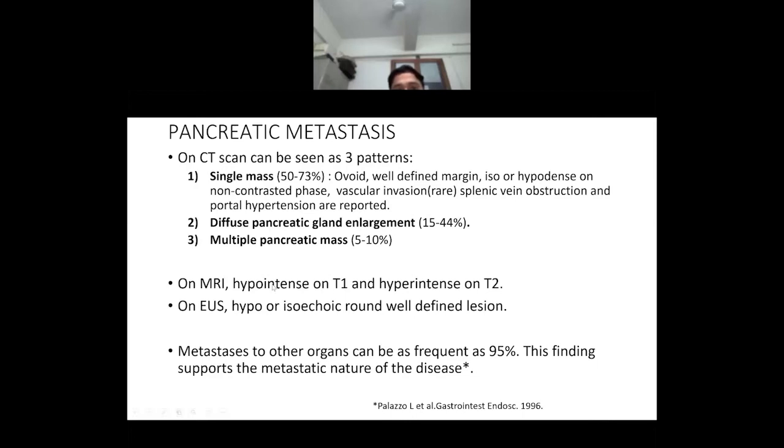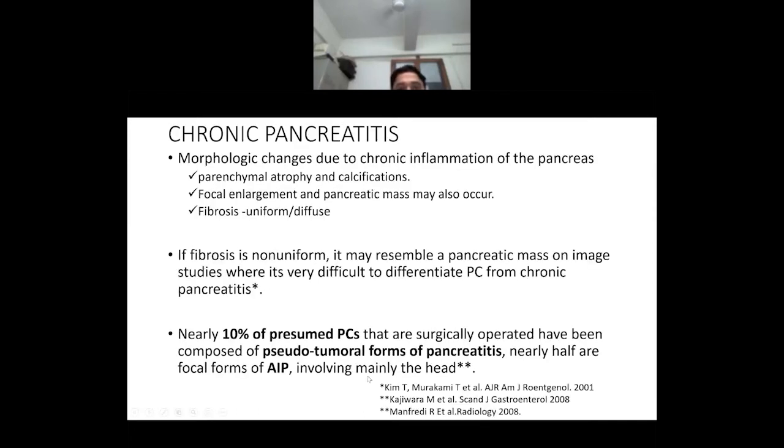On MRI, pancreatic metastasis appears hypointense on T1 and hyperintense on T2. On endoscopic ultrasound, pancreatic metastasis appears as a hypo or isoechoic round well-defined lesion. Metastasis to other organs can be as frequent as 95%, and this finding supports the metastatic nature of the disease. Coming to another presentation, chronic pancreatitis. Morphological changes due to chronic inflammation of the pancreas include pancreatic atrophy or calcifications, focal enlargement, and a pancreatic mass may also occur. And there is also fibrosis, which may be uniform or diffuse.